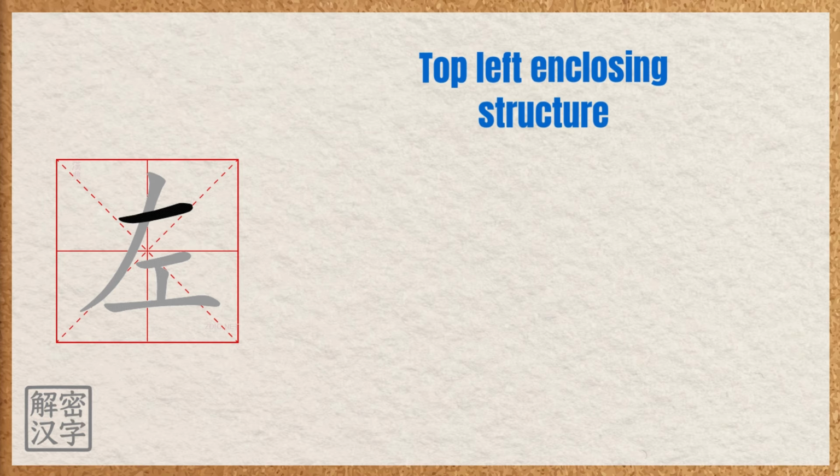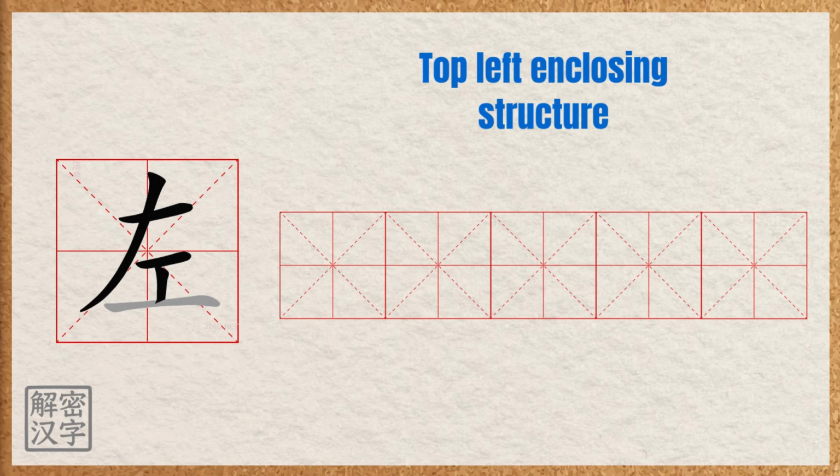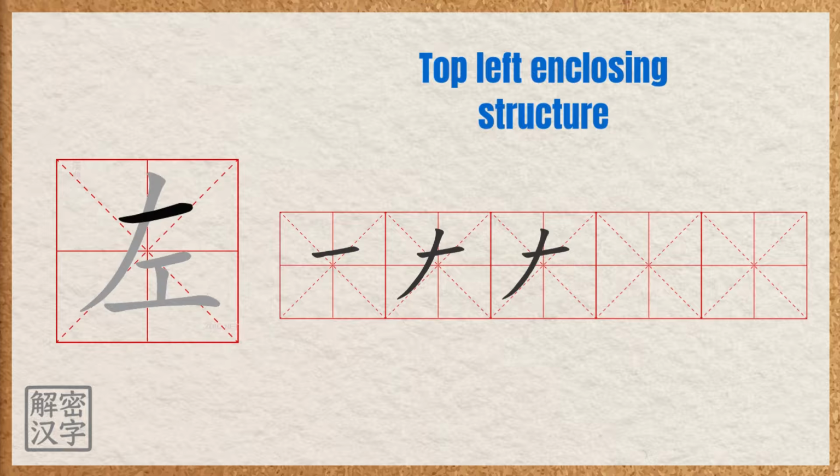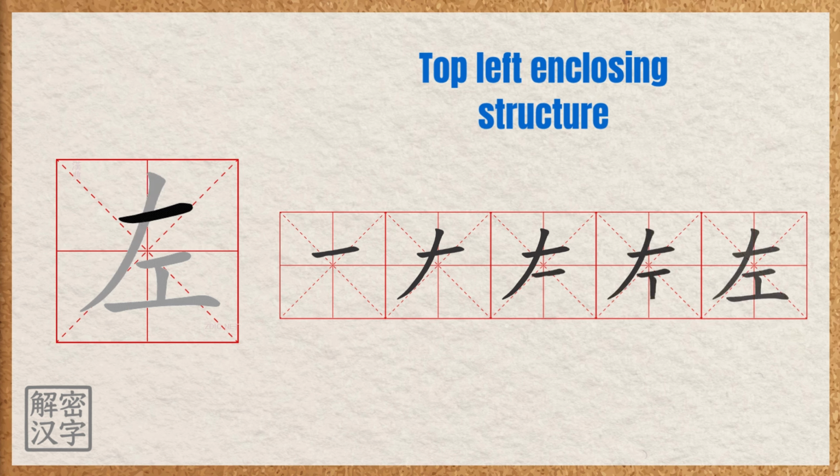Let's start with 左. It has 5 strokes. First, draw a horizontal line near the top of the square. Next, add a left falling stroke starting above the horizontal line and going down to the left. Finally, on the right side of the left falling stroke, write 3 more strokes in the correct order: a horizontal line, a vertical line, and another horizontal line.